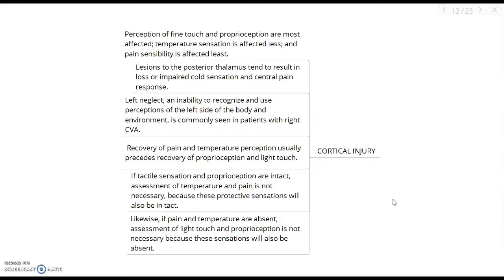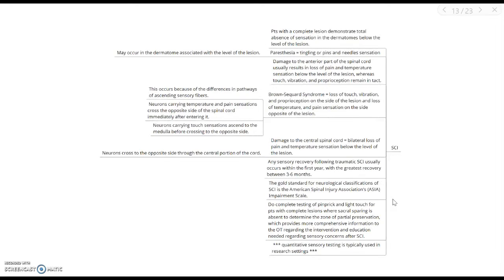Okay. Cortical injuries. So perception of fine touch and proprioception are going to be the most affected, followed by temperature sensation, and then pain sensibility will be the least affected. Recovery of pain and temperature perception usually precedes recovery of proprioception and light touch.